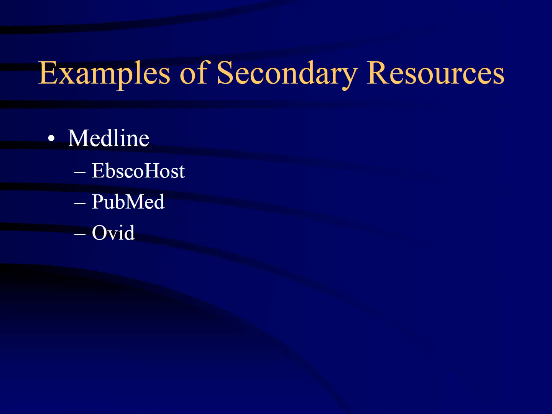Under the auspices of the National Library of Medicine, Medline is the premier bibliographic database that contains over 26 million references to biomedical journal articles. Medline is the most well-known secondary resource in the world and is produced by the National Library of Medicine. The print version, Index Medicus, is no longer available.